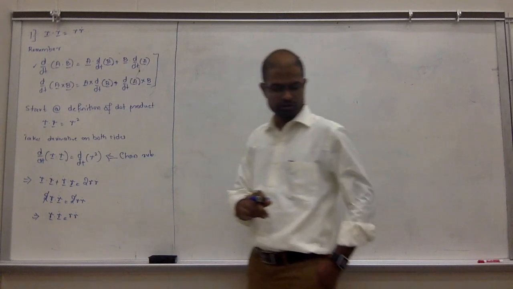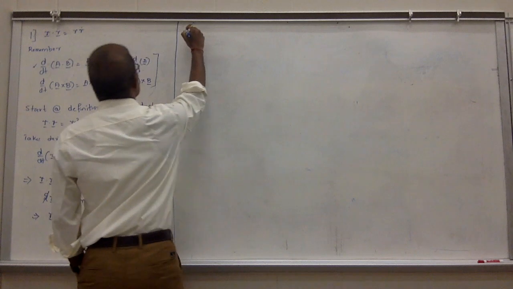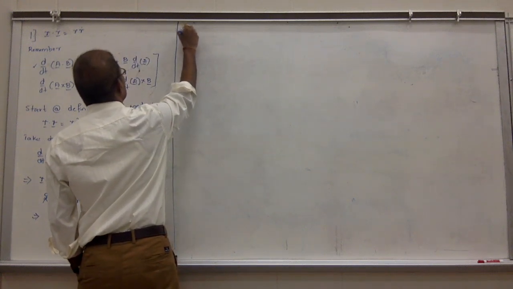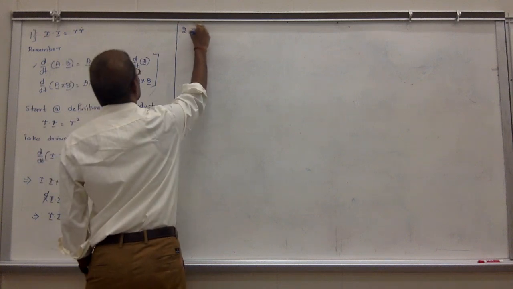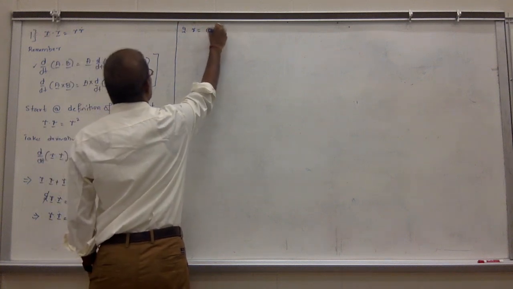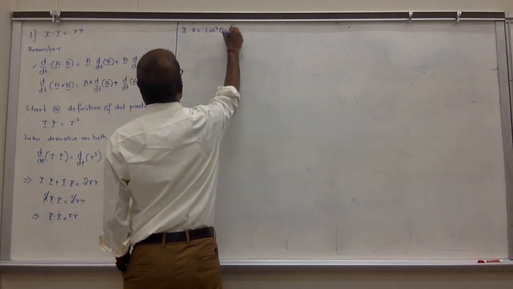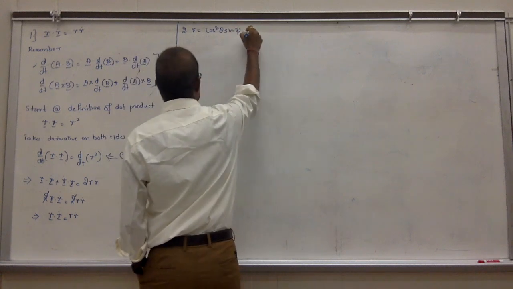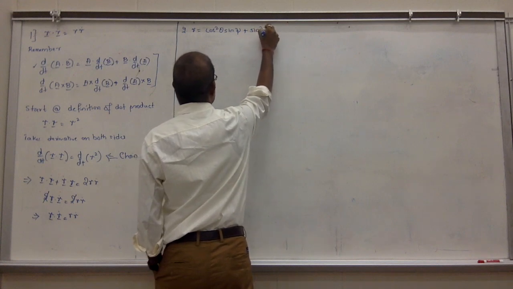What is the second one? R equals cosine squared theta sine psi plus sine squared theta cosine psi. This is actually pretty simple.